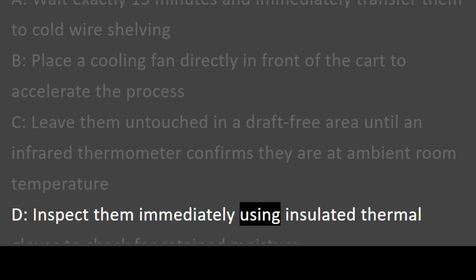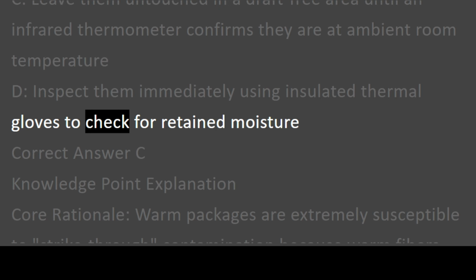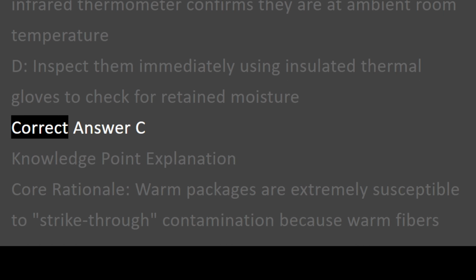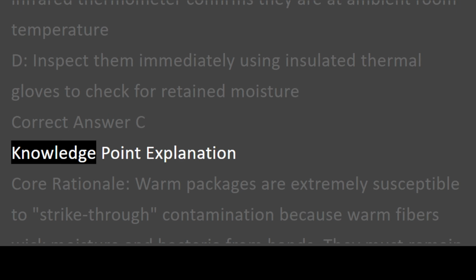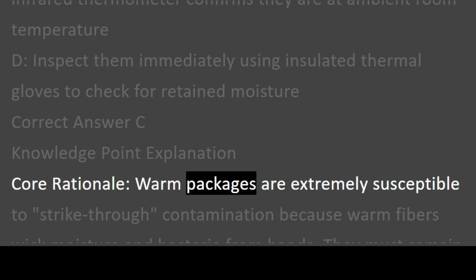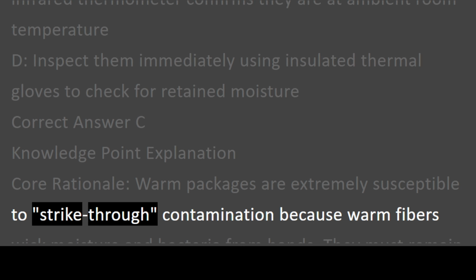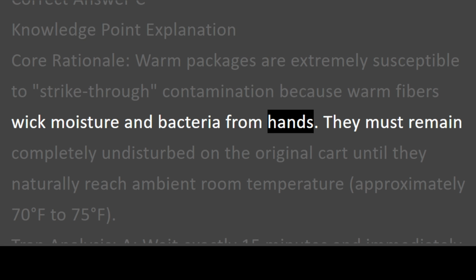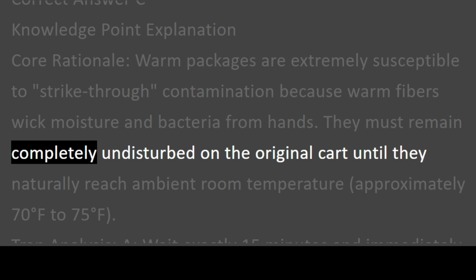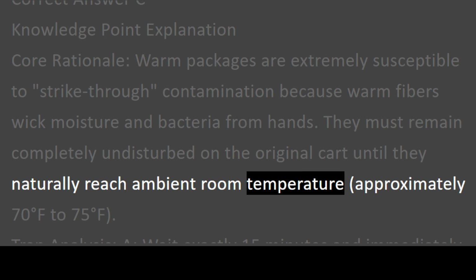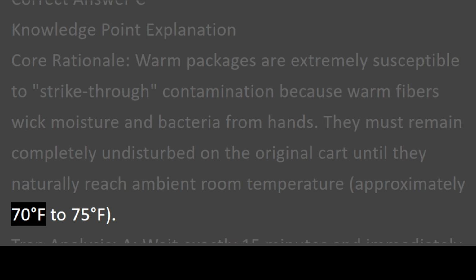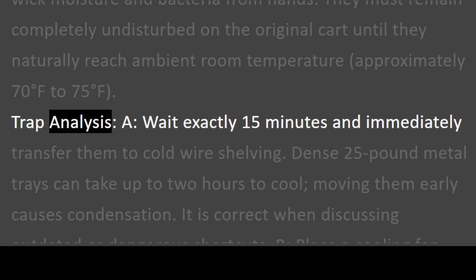Inspect them immediately using insulated thermal gloves to check for retained moisture. Correct answer C. Knowledge point explanation. Core rationale: warm packages are extremely susceptible to strike-through contamination because warm fibers wick moisture and bacteria from hands. They must remain completely undisturbed on the original cart until they naturally reach ambient room temperature, approximately 70 degrees Fahrenheit to 75 degrees Fahrenheit. Trap analysis: A.